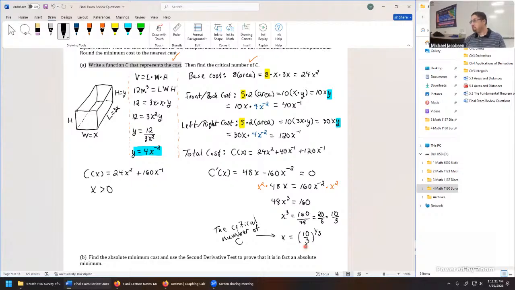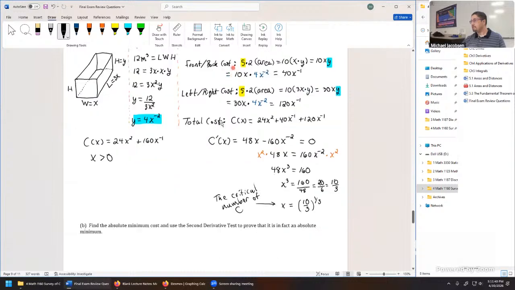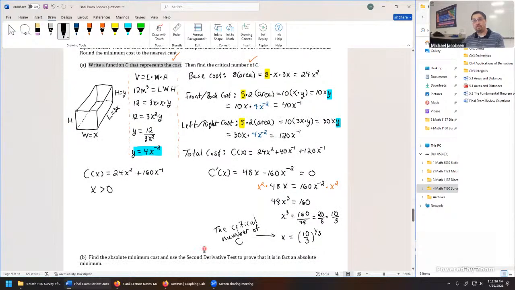Okay, now instructions did say to do something specific, I think. Let me see. No, not really. Oh, yeah, it's down here. Find the absolute minimum cost and use the second derivative test to prove that in fact it's an absolute minimum. That's not a strict requirement either, but I did put this on the real exam. If the first derivative test is a little bit more optimal, I would have said that. On this one, the second derivative test is the more optimal test to use. So that's why I put it in the instructions here.